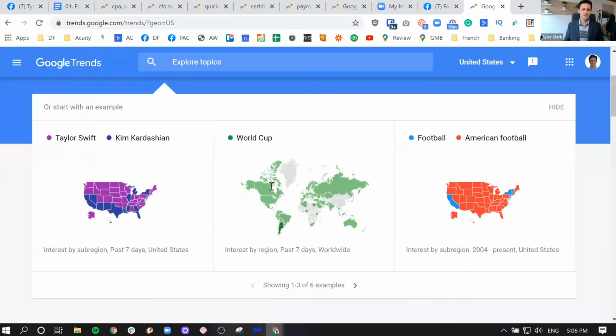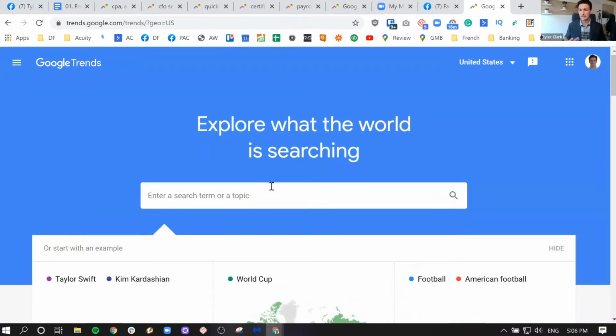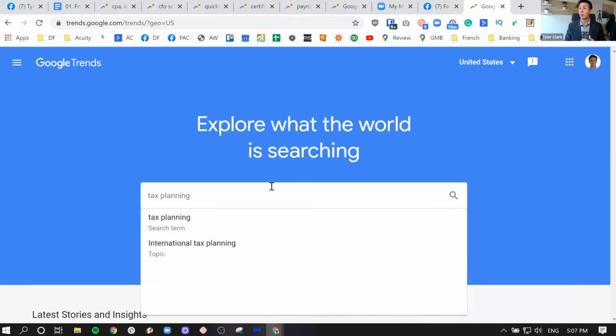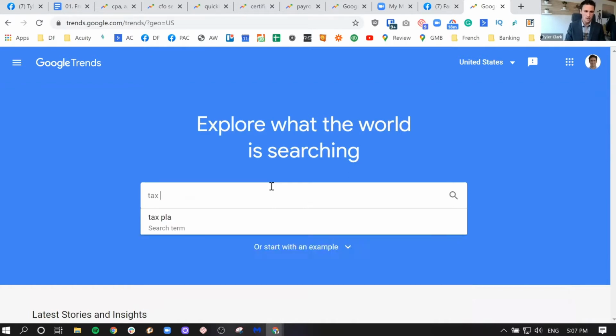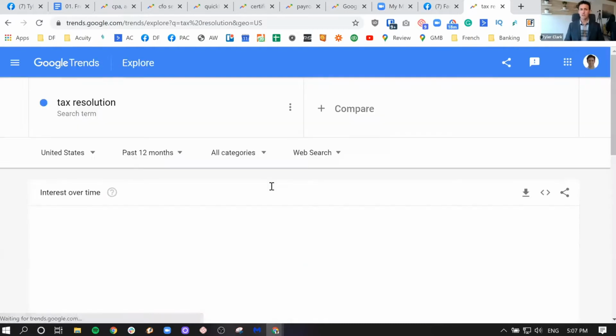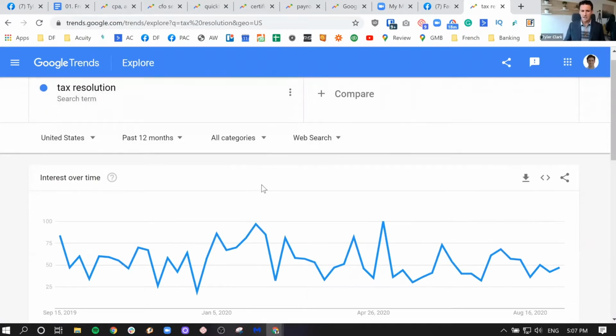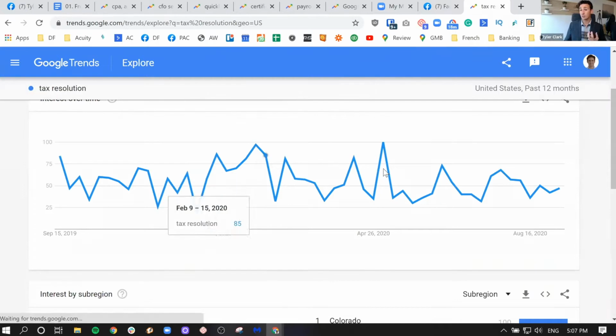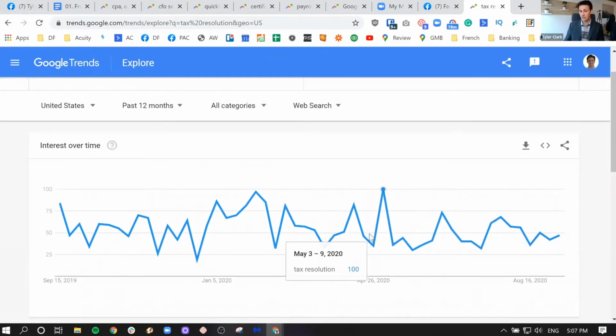So let's say you're interested in a particular topic. Let's do tax resolution, because I didn't do that one. What is the popularity of tax resolution in the last 12 months in the United States? This will give you an idea of when people are most interested in looking at it. And needless to say, it spikes at the 100% mark when people are most interested in this particular area.